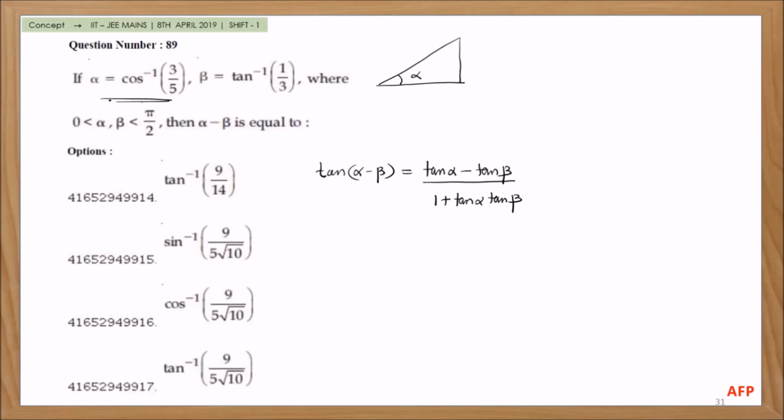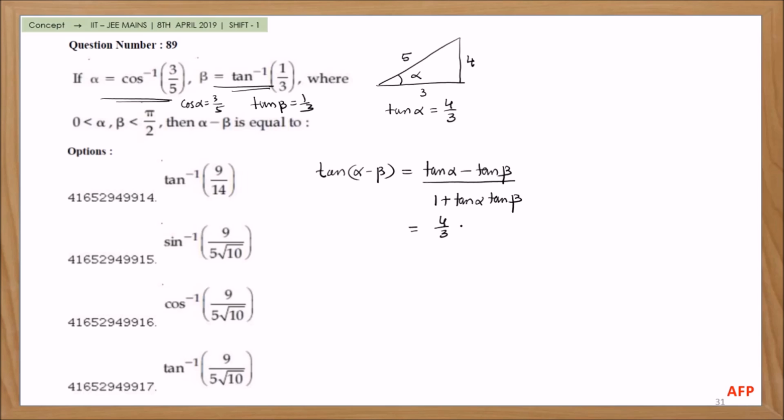So we'll draw a triangle for alpha. Here cos alpha is equal to 3 by 5, so adjacent side by hypotenuse. 25 minus 9 is 16, 16 square root is 4. So tan alpha is equal to 4 by 3. Now from this you can write tan beta is equal to 1 by 3. So we'll substitute those values.